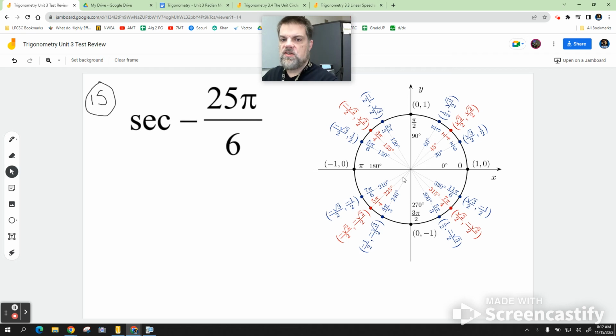All right, for this one it says find secant of 25 pi over 6. So first thing we need to do is identify where this is. Because I have pi over 6, I know this is a unit circle question. Remember that on the unit circle, because the radius is equal to 1, our x, y values for these little points actually reveal cosine and sine.